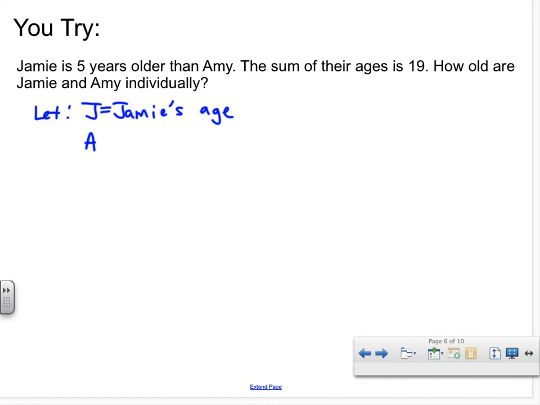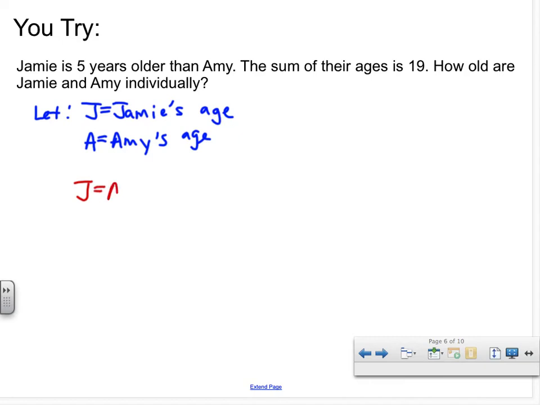So I've defined my variables. Now in order to use a system of equations, I need two scenarios that I can translate into equations. Let's start with the first sentence. Actually the first sentence is Jamie is 5 years older than Amy. So right off the bat, I could write the equation J equals A plus 5.